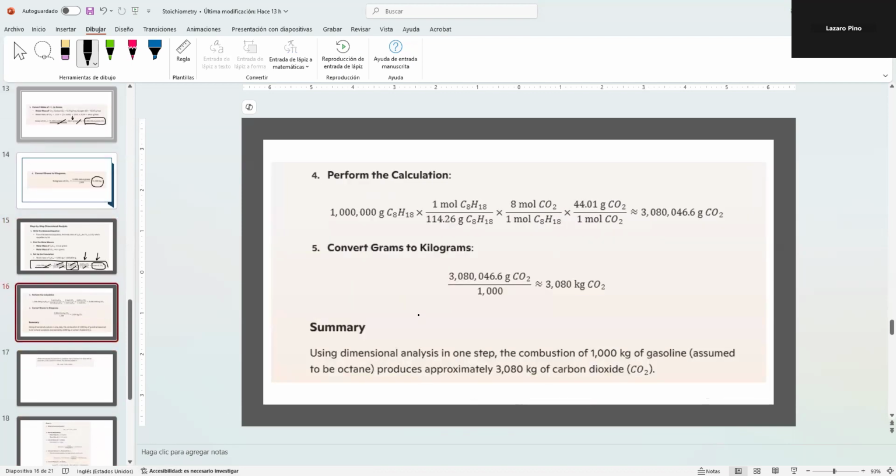Well, here is the way you can convert grams into kilograms: divided by 1,000. You convert grams into kilograms. And this is the answer that you have to give in this problem.